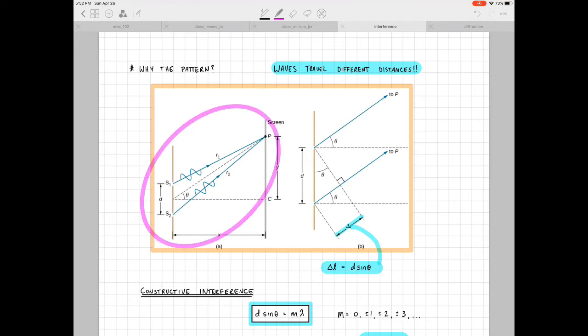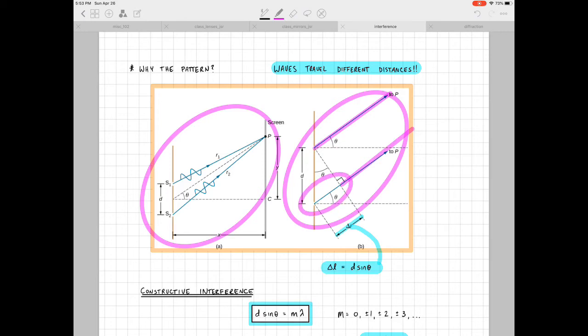Here's sort of a zoomed out picture. We've got these two waves that we're tracing from slit 1 and slit 2, and the two waves hit the screen at point P. And if you zoom in on the slit region, you can see that our two waves are going to travel nearly the same distance.